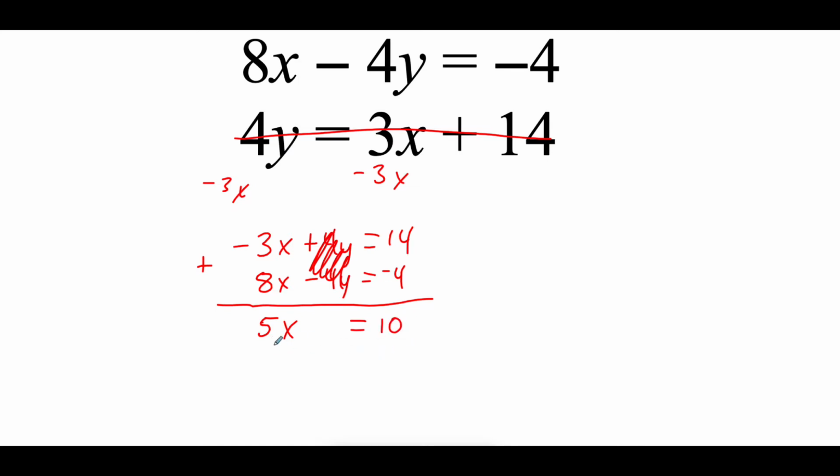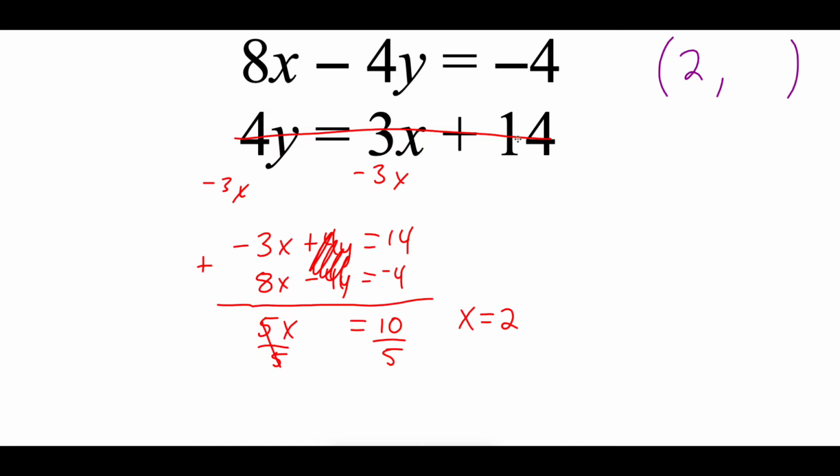I do want to get x alone in here, and right now I have that 5 in front of the x. So I'm going to divide everything in here by 5. So that should leave me with an x value of 2. Now remember, we're building an ordered pair for our answer. The x value is 2, but we still need to figure out what our y value is.